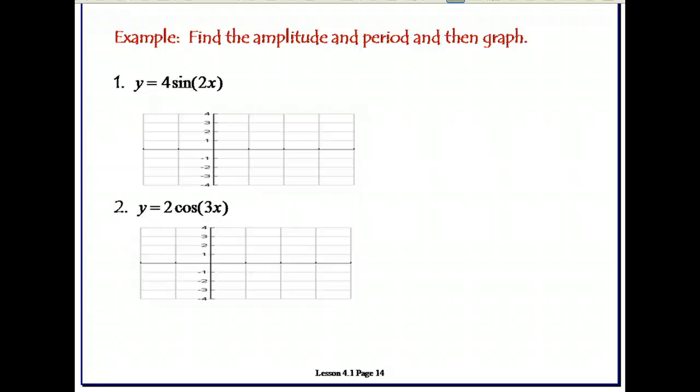Okay, so I've got the 4 here in front. I know that affects the amplitude, so notice this graph goes from -4 to 4. That's nice. I see the 2 in here. So the period, it's normally 2 pi. It gets divided by 2. So this is going to repeat every pi radians. When I draw my graph, I'm just going to bring it out to pi radians to see the whole graph. And I label that.